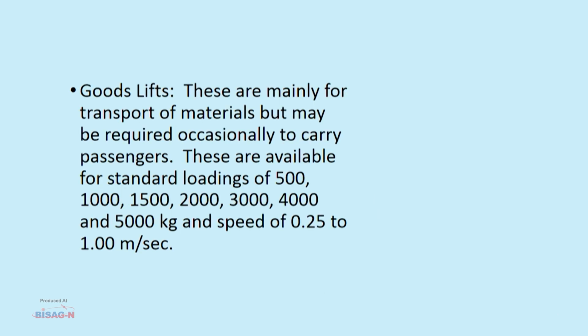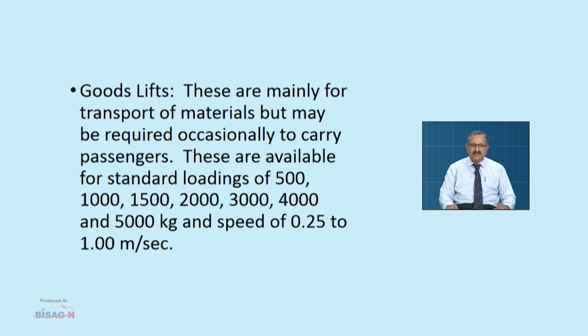Goods lift. These are mainly for transport of materials but may be required occasionally to carry passengers. These are available for standard loadings of 500, 1000, 1500, 2000, 3000, 4000 and 5000 kg and speed of 0.25 to 1 meter per second.